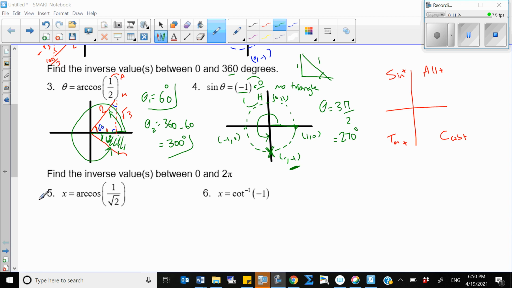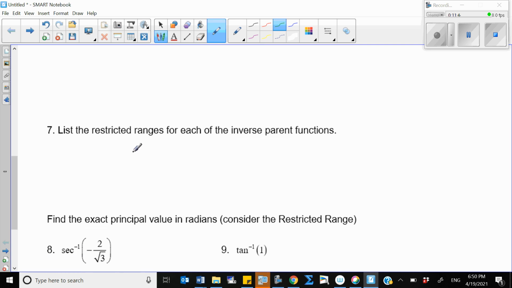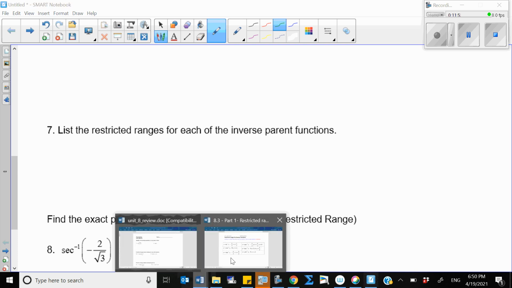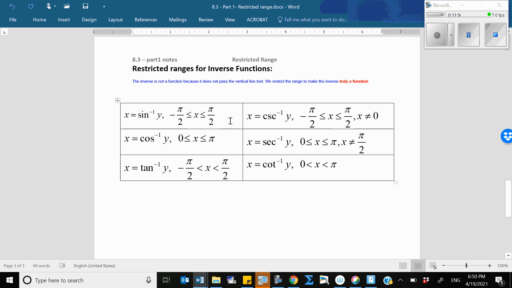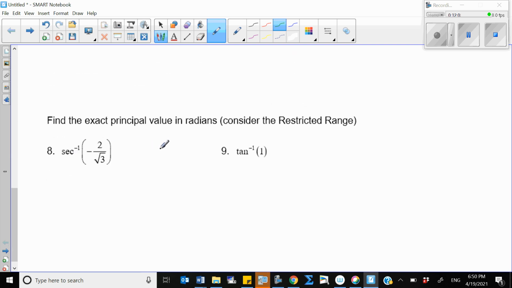The next two questions are solved the same way that we did here. So you're just going to make your right triangle, find the ratio of the sides, and then find the angle. So I'm going to leave these two for you. Just keep in mind that you need to write the angles in radians. And the next question lists the restricted ranges for each of the inverse trig functions. You just need to list the restrictions that we had in 8.3. I'm going to open that for you here. So these are the restrictions. You just need to list these ones here. And next one, we want to find the exact principal value in radians.